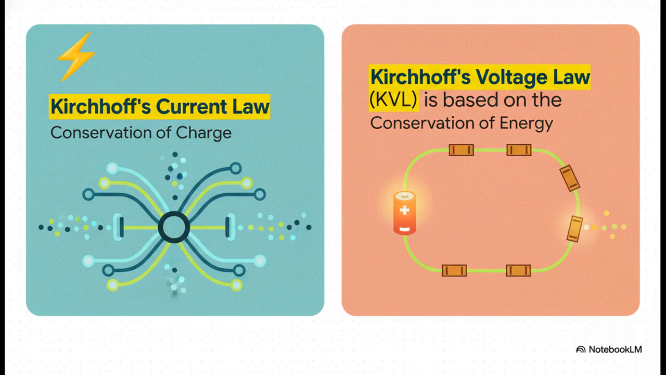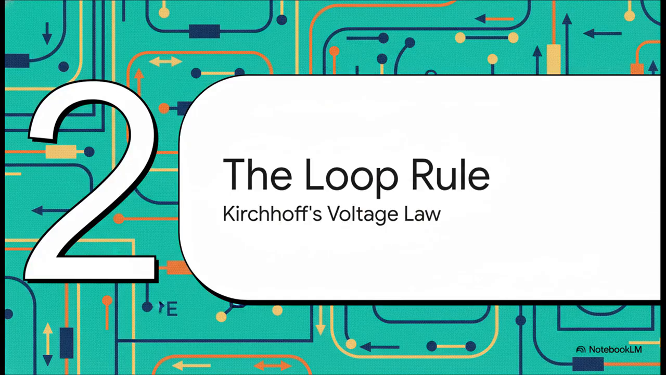Okay, so KCL is all about the conservation of charge. But Kirchhoff's second law tackles a different, but just as important fundamental principle, the conservation of energy. And really, understanding this difference is the key to seeing just how powerful these two laws are when you put them together. And that brings us to his second big idea, the loop rule. You'll also know this one as Kirchhoff's voltage law, or KVL. So if KCL was about what happens at a single point, a junction, KVL is all about what happens when you follow a complete, closed loop in a circuit.